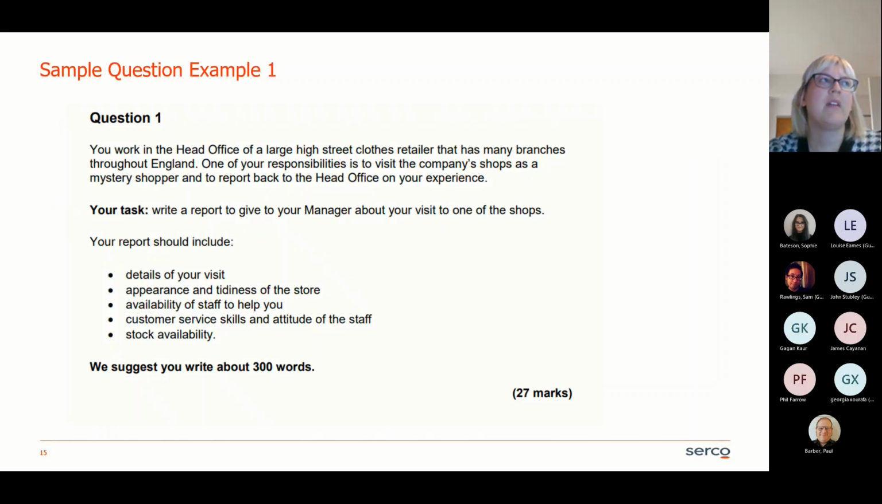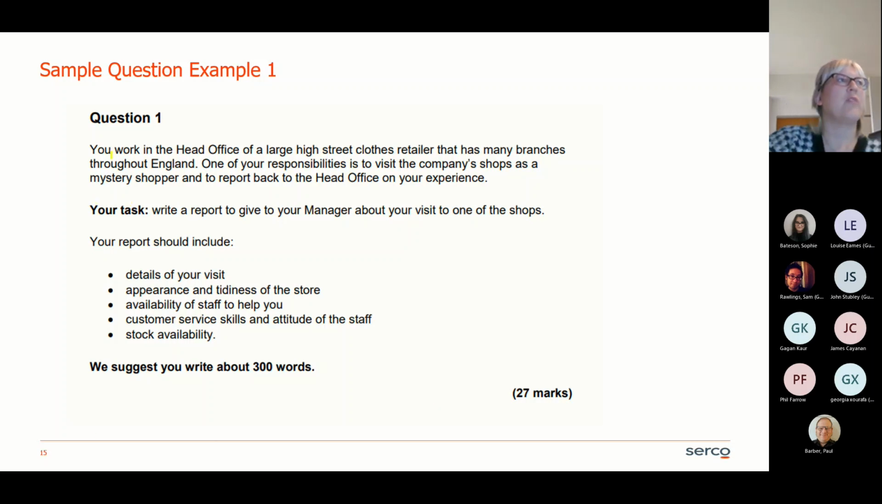So I'm just going to have a little look now at an example of a sample question. I've got two different examples for you. This is taken from the sample paper. Again, I'm going to read this out and then I'm going to ask you to put in the chat the words that we will be highlighting when we're doing our planning.